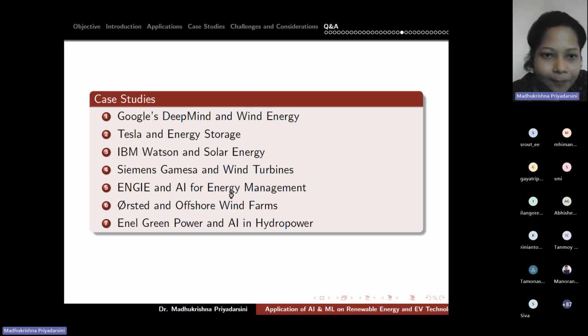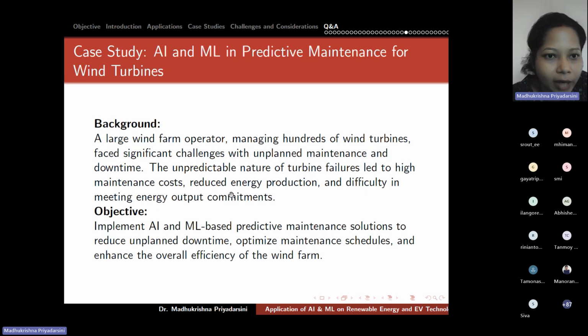We can check that. And this is one case study, the AI/ML in predictive maintenance for the wind turbine. So basically the background is given and what we are going to do. The objective is also given. So you can try this. I will share the slide with sir so that sir can forward it to you and you can try this case study. Basically the objective is your maintenance. You can check here. Optimize the maintenance schedules and enhance the overall efficiency of the wind farm.